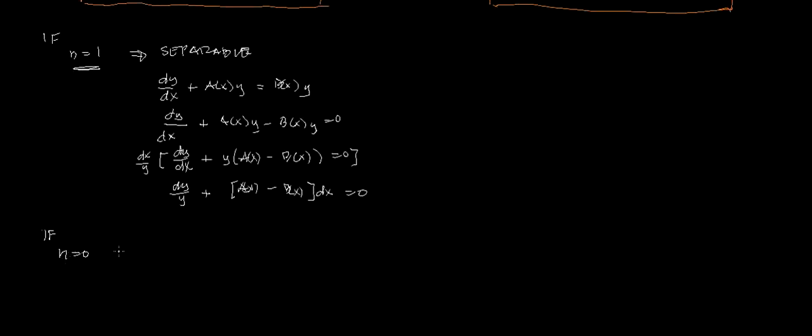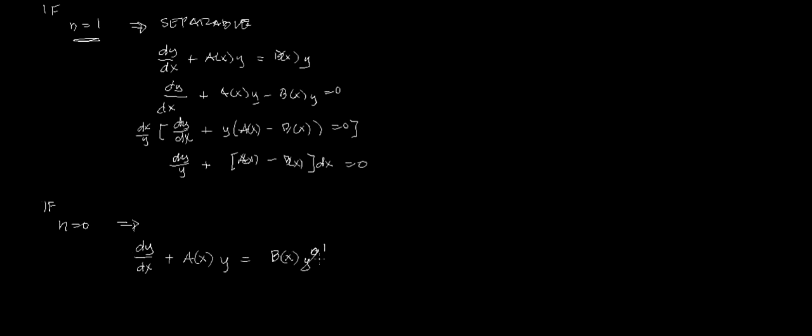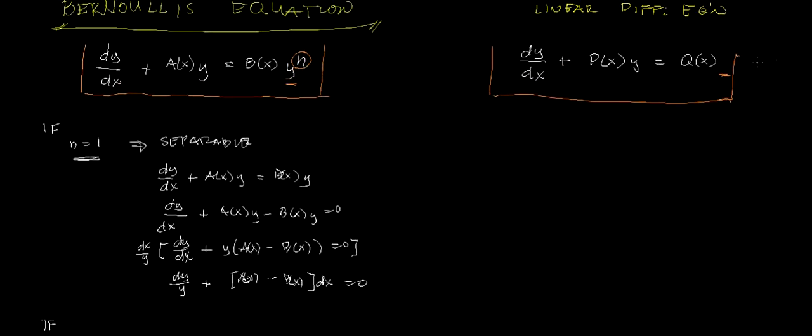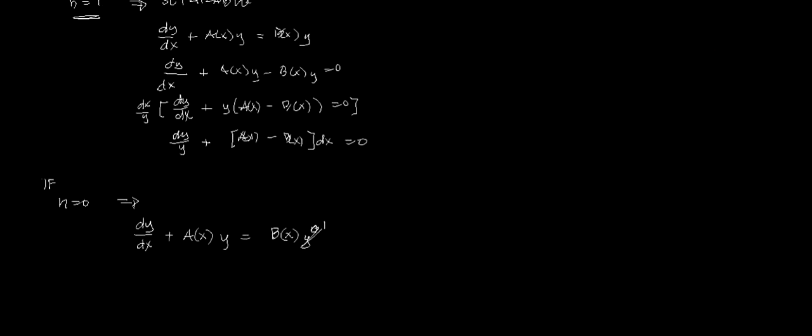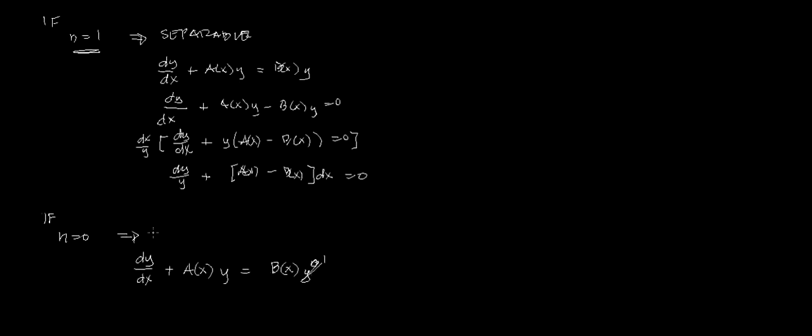And if n is equal to 0, then what will happen? So let me rewrite our Bernoulli equation here: dy over dx plus a of x y is equal to b of x y raised to n. And if this n is 0, then y raised to 0 is just 1. So this form here is actually like the topic of the linear differential equation. So this equation here became a linear equation.